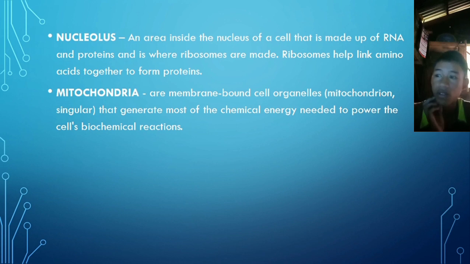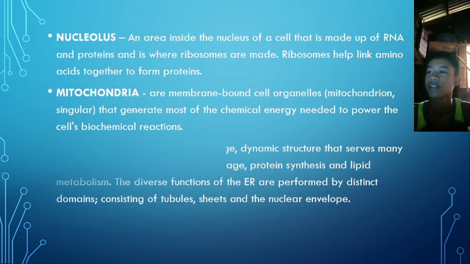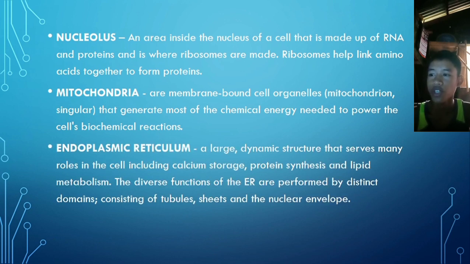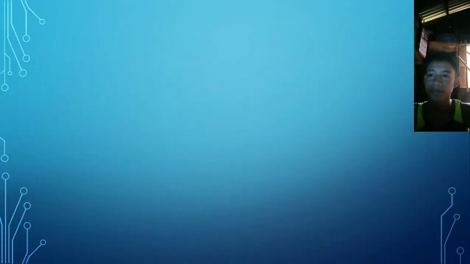The next part is the mitochondria. Mitochondria are membrane-bound cell organelles, mitochondrion if singular, that generate most of the chemical energy needed to power the cell's biochemical reactions. The next one is the endoplasmic reticulum, a large dynamic structure that serves many roles in the cell, including calcium storage, protein synthesis, and lipid metabolism. The diverse functions of the ER, or endoplasmic reticulum, are performed by distinct domains, consisting of tubules, sheets, and the nuclear envelope.